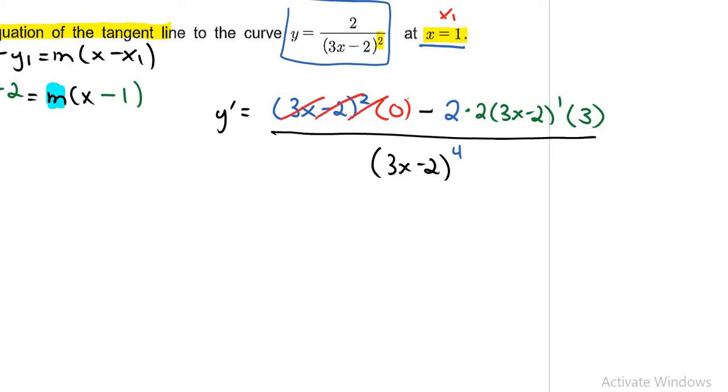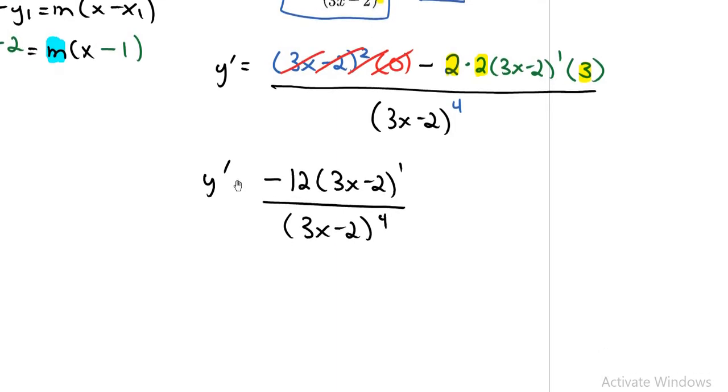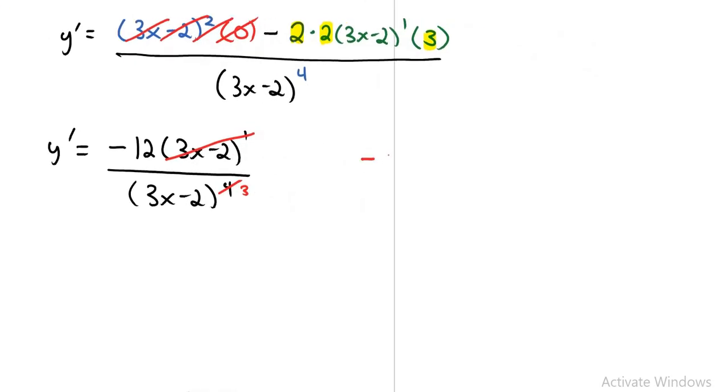This first term goes to 0, and if I multiply that 2, that 2, and that 3, I would get negative 12. So negative 12 times (3x minus 2) to the power 1, all over (3x minus 2) to the power of 4. So this is y prime. And you'll notice I can also cancel this off with one of those, giving me a 3 there. If I keep simplifying, I get negative 12 over (3x minus 2) to the power of 3. And this is y prime.